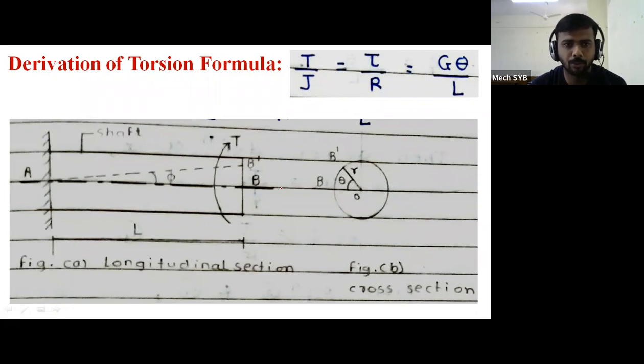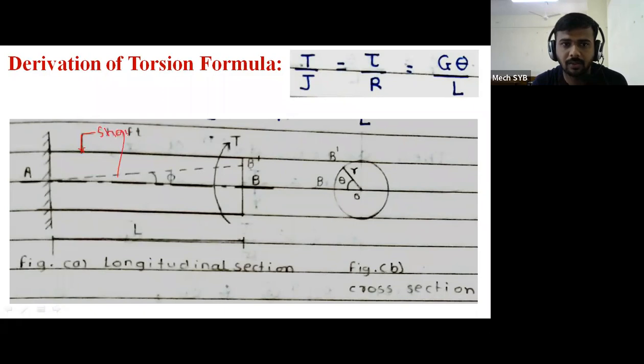Therefore, before moving to the problems, how this formula is actually derived, that derivation we will discuss in today's lecture. In order to do that, one figure is in front of you. First of all, I will explain that figure, because through this figure we have to derive our final equation. In that figure, one shaft is there. So this is the shaft.